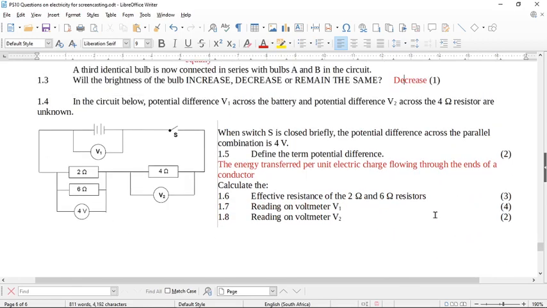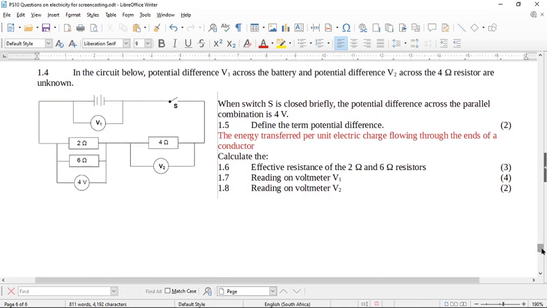Okay, now let's look at this question here below. This question's a little bit more interesting. In the circuit below, potential difference V1 across the battery and potential difference V2 across the 4 ohm resistor are unknown. When switch S is closed briefly, the potential difference across the parallel combination is 4 volts. So we know that these two parallel resistors have got a potential difference of 4 volts. But we don't know this voltage and we don't know that voltage.